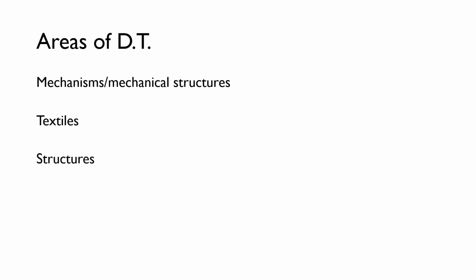Throughout the DT curriculum, the pupils will focus on a range of areas: mechanisms, textiles, structures, electrical systems, and cooking and nutrition. There is a balance of these 5 strands across the curriculum, and they provide pupils with opportunities to build upon their prior knowledge from previous years. I'll now take you briefly through each of these.